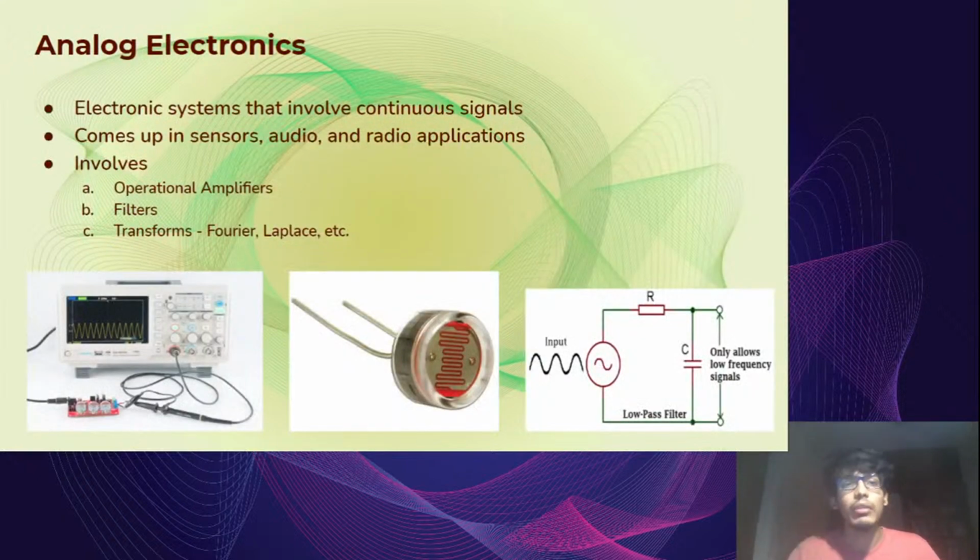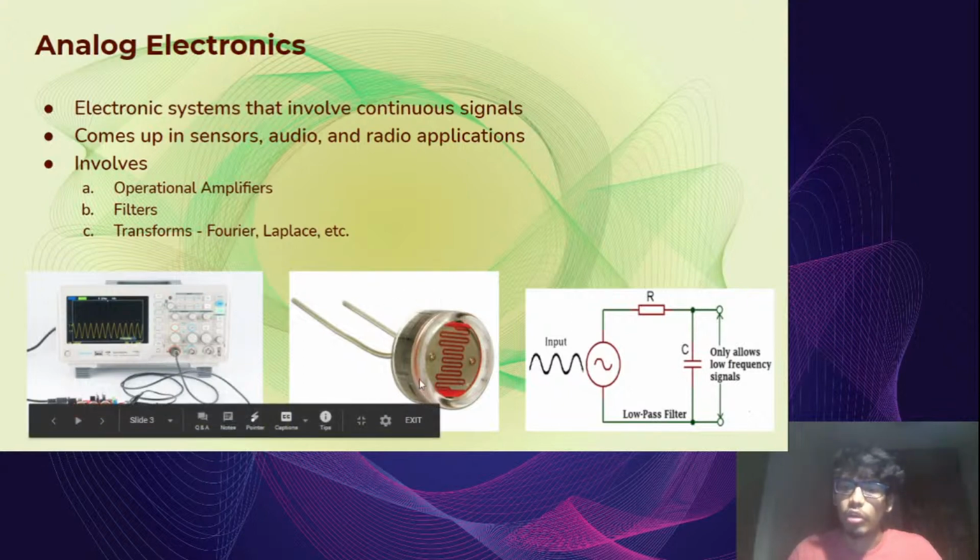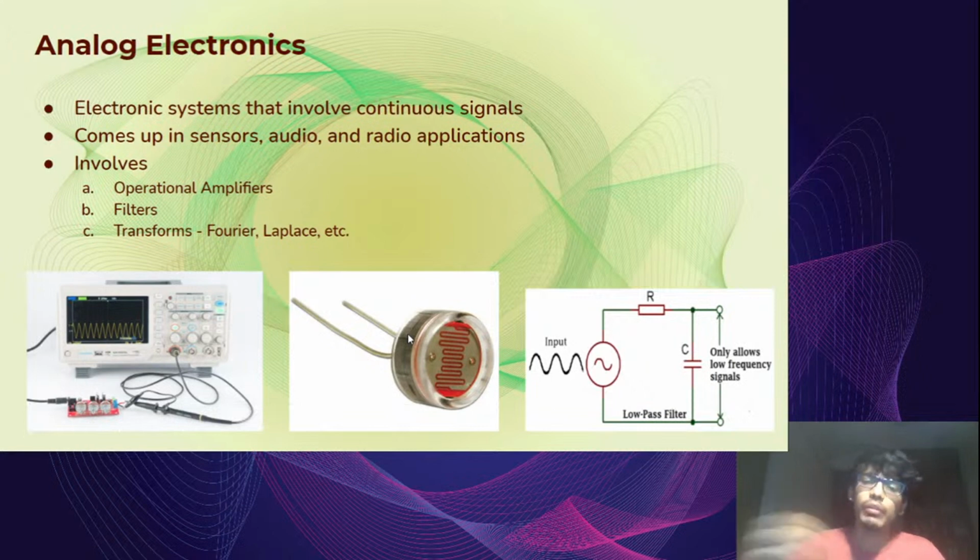So for the first domain, we have analog electronics. As I said, these are systems that involve continuous signals as opposed to the ones and zeros that you encounter in digital electronics. Wherever we have sensors or audio or radio, analog electronics often comes up. For example, in the middle image, you can see a photoresistor or light-dependent resistor, whose resistance varies proportionally with the amount of light falling upon it. This is an example of an analog sensor.